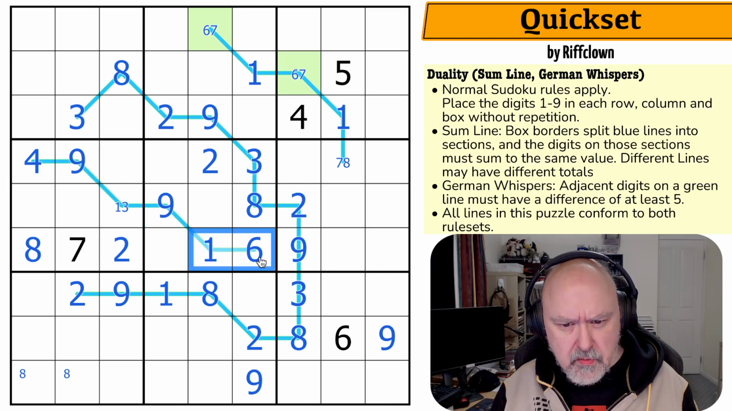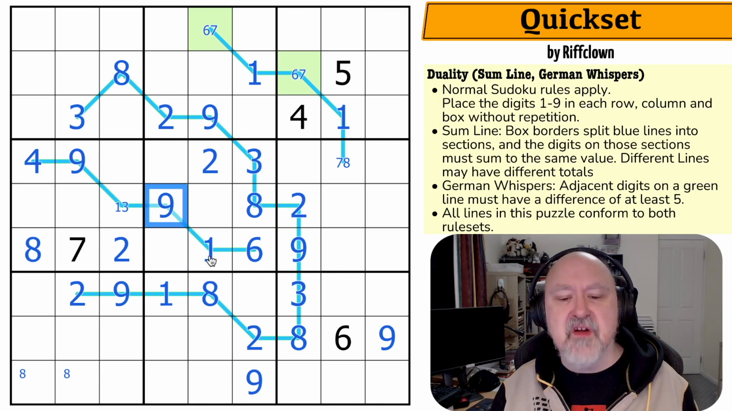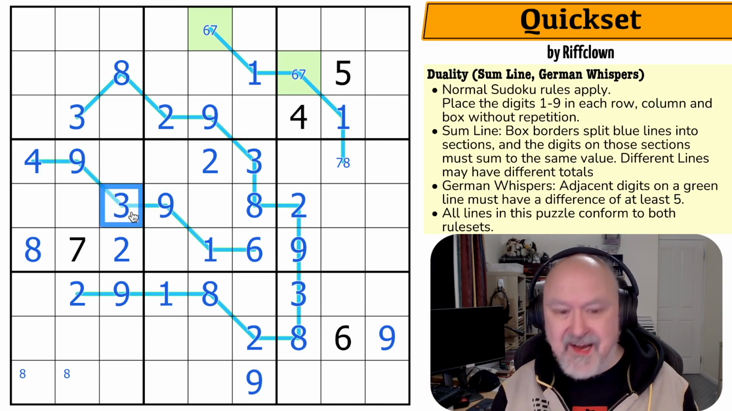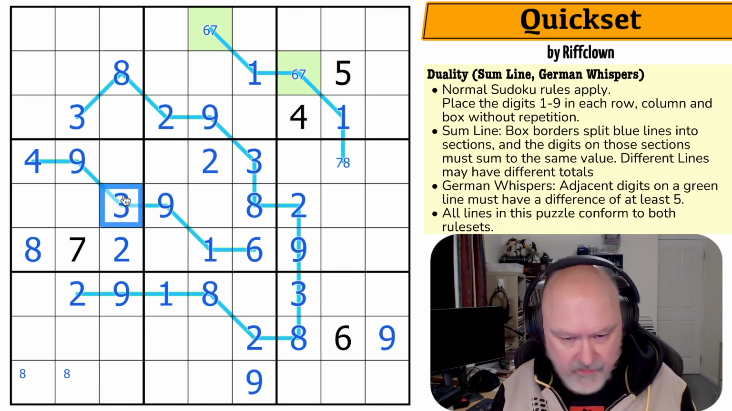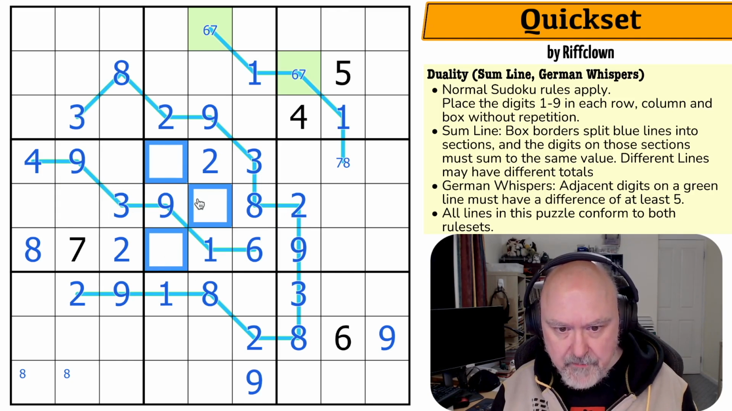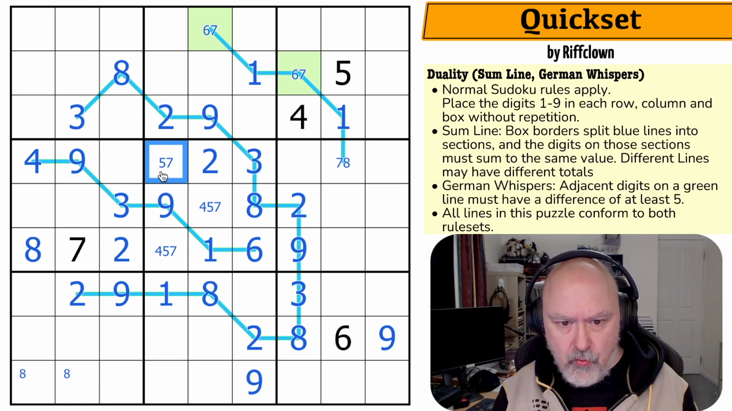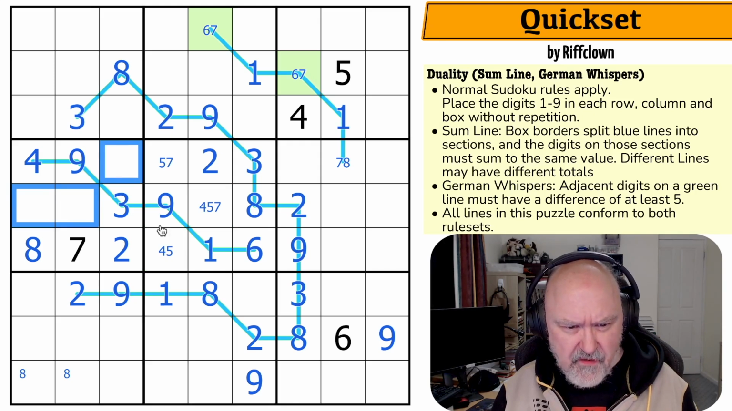No, I'm broken. 7 plus 9 is 16. I've got 13. I need another 3. That's that. Why was I so broken about that? So 1, 2, 3, 4, 5, and 7 go into those. There's no 4 there. There's no 7 there. Okay, what about this? 1, 5, 6.